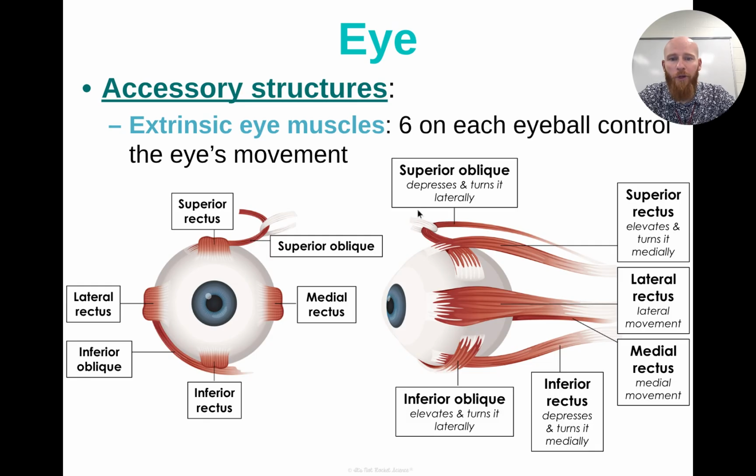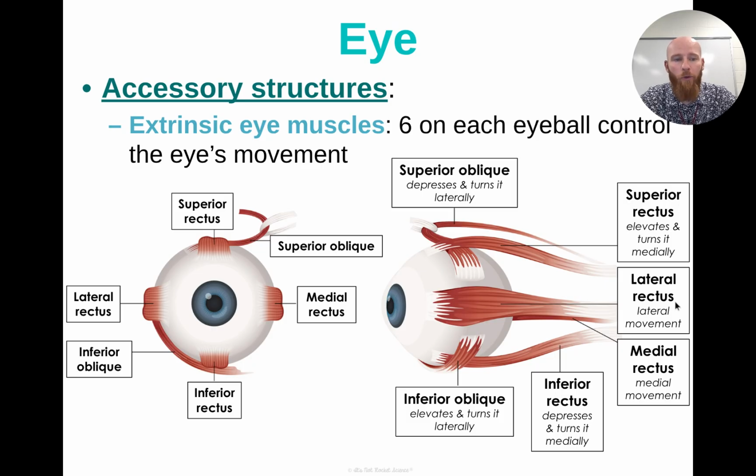So you have your superior oblique. These are responsible for depressing and turning your eye laterally. So bringing your eye down or turning it to the outside. You have your superior rectus muscle. This is responsible, since it's superior and it is your rectus, so it erects something. That means it's going to elevate or to turn it medially.